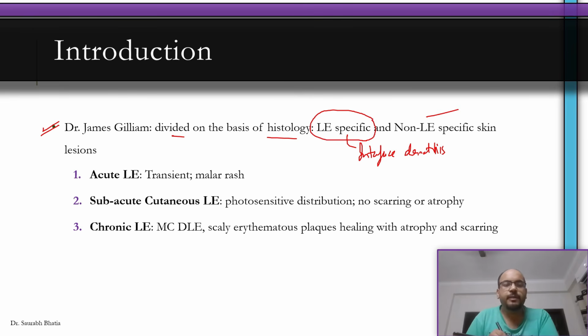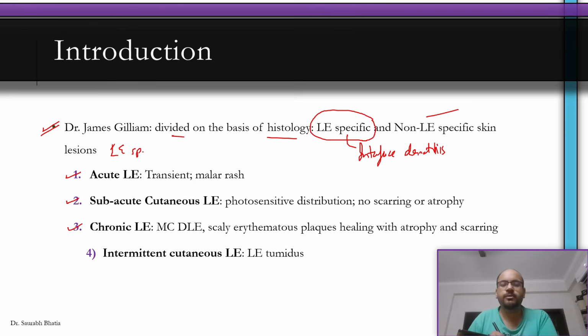Dividing LE specific lesions, Dr. Gilliam divided them into three parts: acute LE, subacute LE, and chronic cutaneous LE. Okay. There's a certain fourth part also. Some authors consider intermittent cutaneous LE, and the example of intermittent cutaneous LE is LE tumidus. Some authors consider that, but Gilliam's classification had only three parts: acute LE, subacute LE, and chronic cutaneous LE.